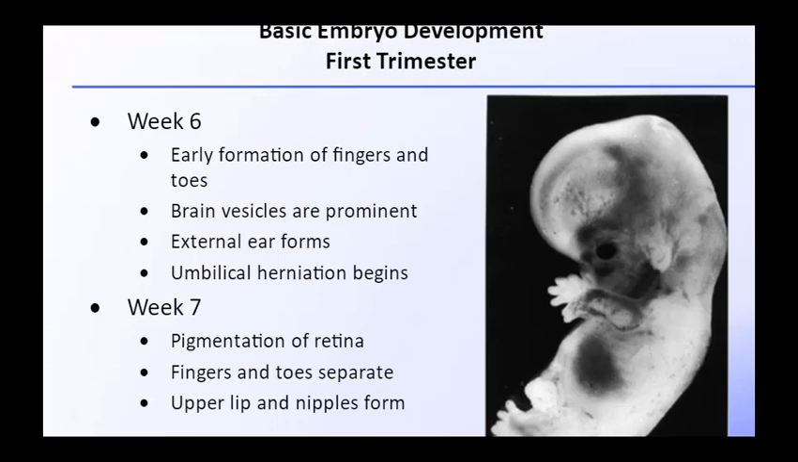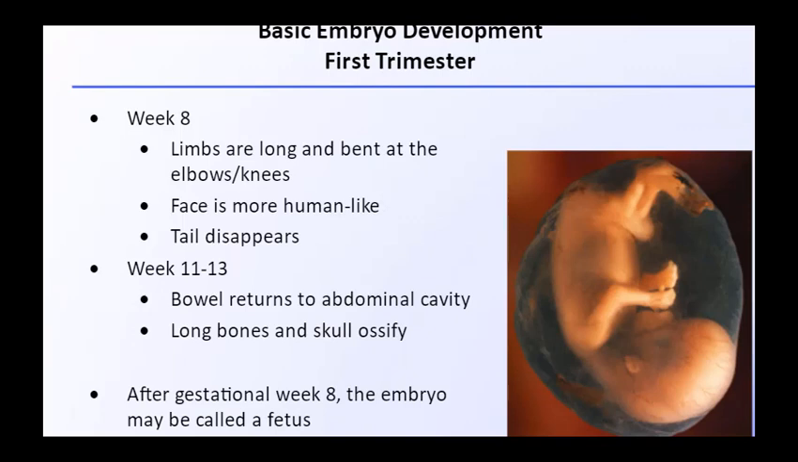In developmental week 6, there is early formation of fingers and toes, brain vesicles are prominent, the external ear forms, and umbilical herniation begins. In the 7th developmental week, pigmentation of the retina is seen, fingers and toes separate, and the upper lip and nipples form, as illustrated in the image here. The embryo is called a fetus beginning with the 8th gestational week.